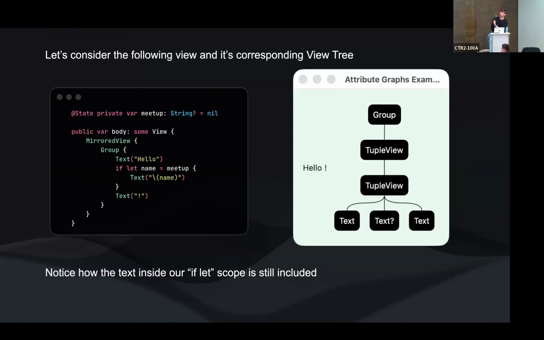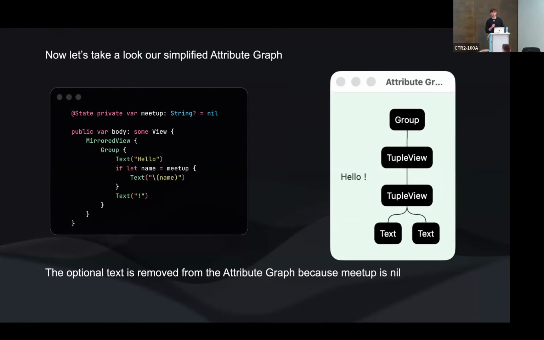And so we can see in our view tree here, we have a group as our parent, 2 tuple view children, and that last tuple view has 2 normal text objects as its children, but 1 optional text object. We can notice that even though this optional text object is not actually shown in the view here, it's still included in our view tree. And this is important when we look at a render tree or a simplified attribute graph. We can see now that the attribute graph does not have the optional view in its tree anymore. This is because the attribute graph is a more realistic example of what's actually being shown in your view.